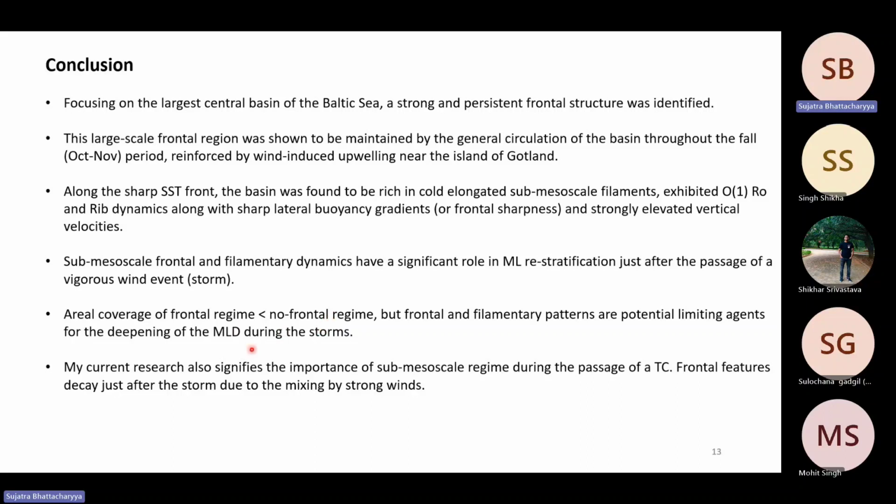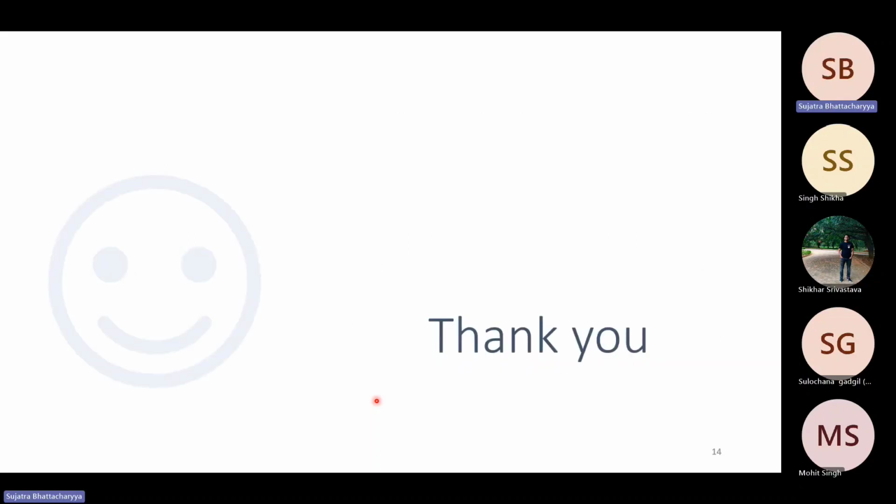And they also checked the areal coverage, where the non-frontal regime is prominent over the frontal region, but still, whatever it is, it tries to restratify in a very efficient way. I also checked my own research, so I think I can proceed, because I can see some submesoscale regime. Yeah, thank you.